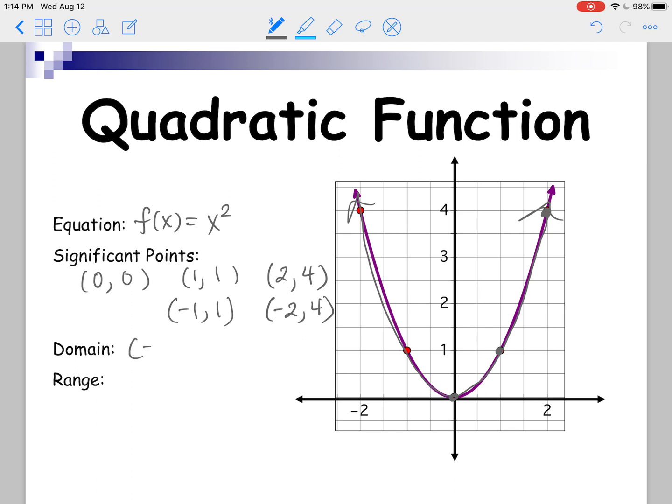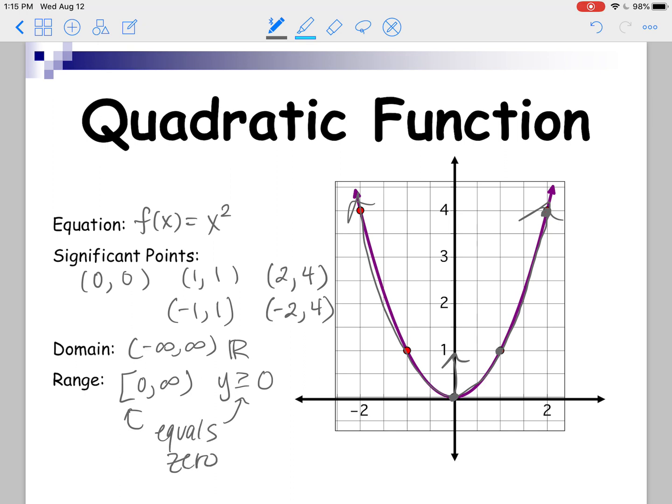The domain, just like our other two functions, is all real numbers. Our range, very similar to absolute value, is always positive. Anytime you square a number, it's going to be positive. And so again, 0 to infinity, or y is greater than or equal to 0. Notice we have the bracket and the line because this function does equal 0. We want to include 0 in the range.